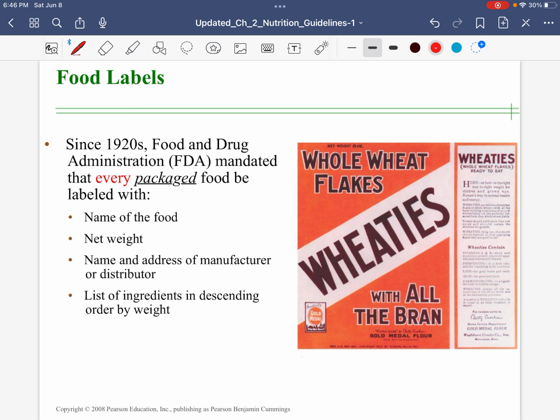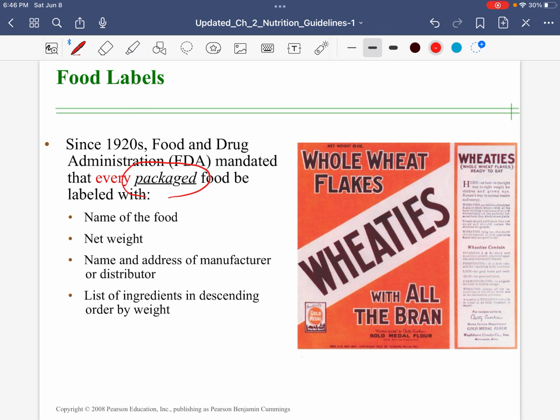Okay, we're coming down the home stretch here, and one really important part of this chapter is the food label. So every packaged food must have a label here in the United States. Please pay attention to the word packaged. There are some exceptions, which we're going to talk about. But when we say packaged, we usually mean things in the aisles of a grocery store.